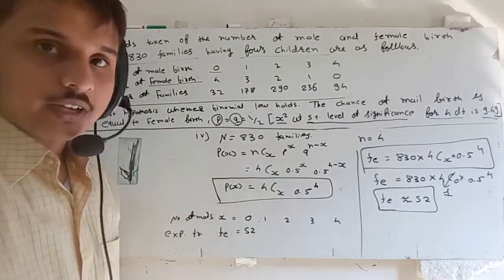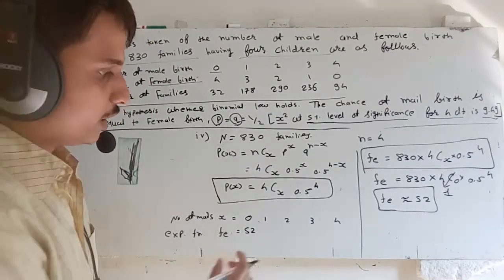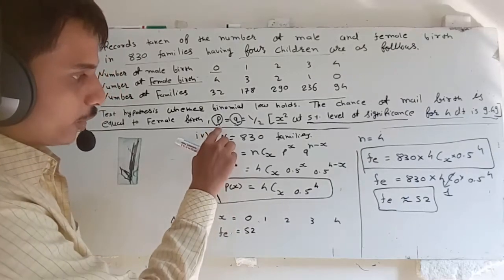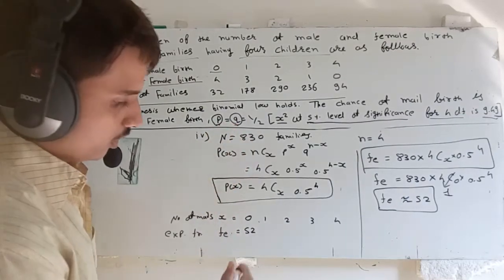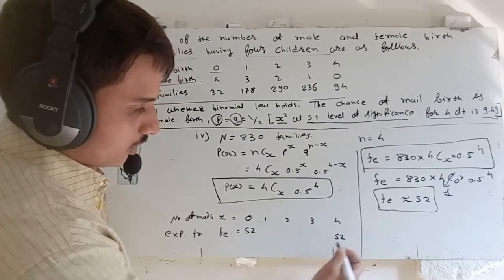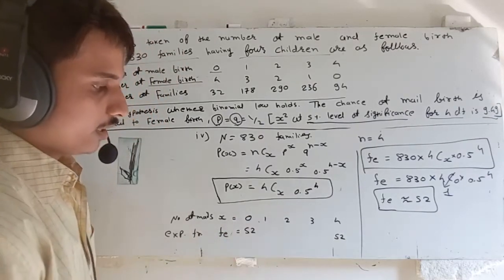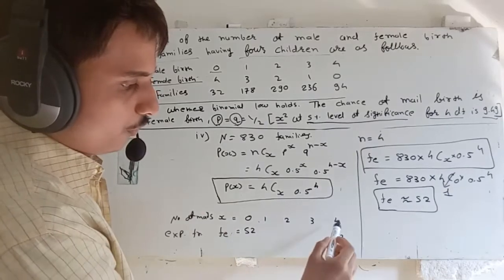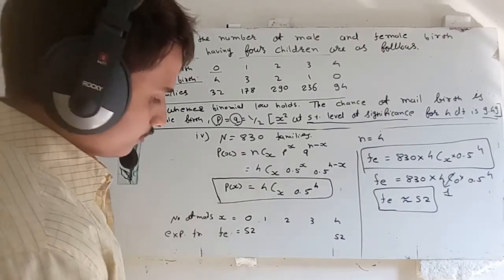And as binomial distribution is symmetric in the particular case of P is equal to Q, for symmetric cases 52 will be here also. That is, the probability of 0 boys is equal to the probability of all 4 boys.